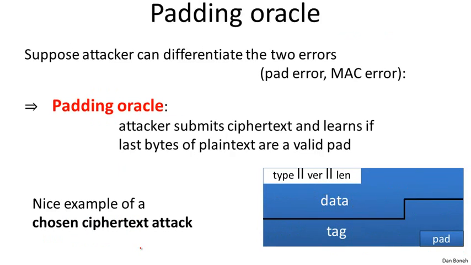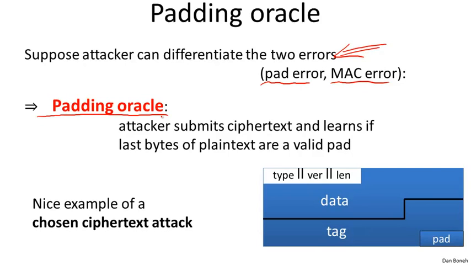And let me briefly explain why. So suppose an attacker can actually differentiate the two types of errors. In other words, he can tell if a pad error occurred or a MAC error occurred. The result is what we call a padding oracle. Because now imagine the adversary has a certain ciphertext that it intercepted, and it wants to try and decrypt that ciphertext. What it could do is it could take that ciphertext as is and submit it to the server. The server is going to decrypt the ciphertext and then look to see if the pad has the correct format.